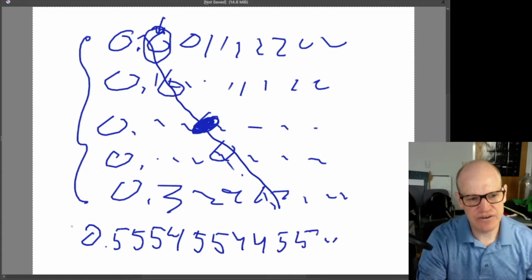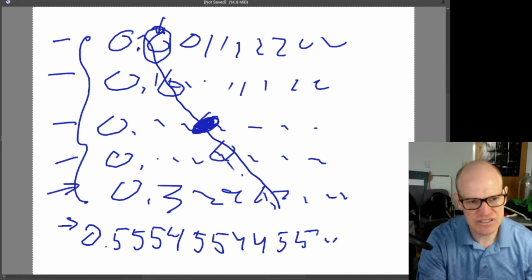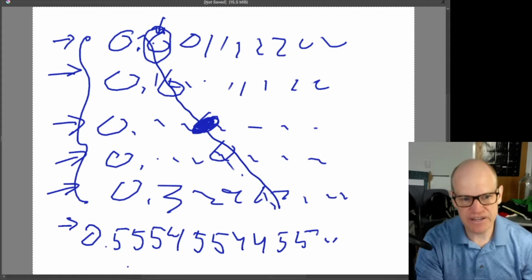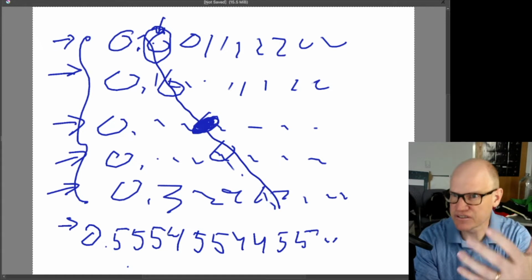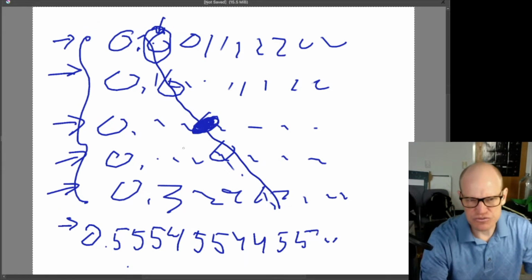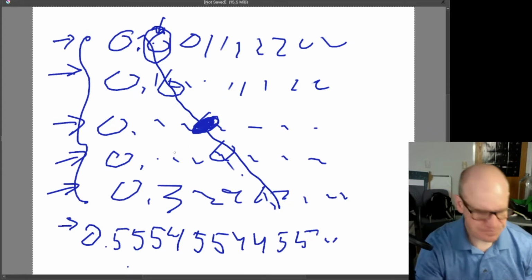Now I've constructed a number that lives between 0 and 1 that is different from all the numbers that I claimed were in the initial list. It's different from all of these in at least one place. Therefore, I've made a number in that interval that you missed in the list where you claimed that it was all the numbers. So this is an example, I think this was Cantor who proved this, that shows that the real numbers are uncountable.